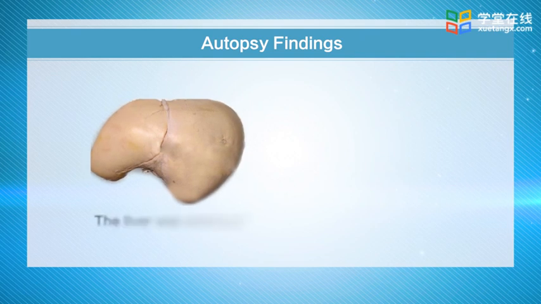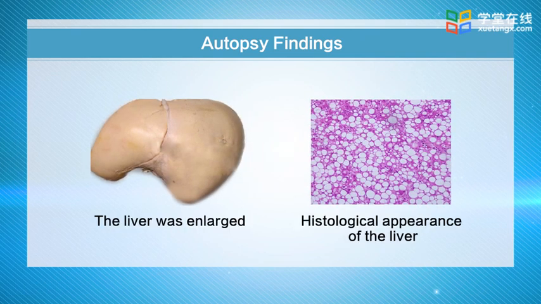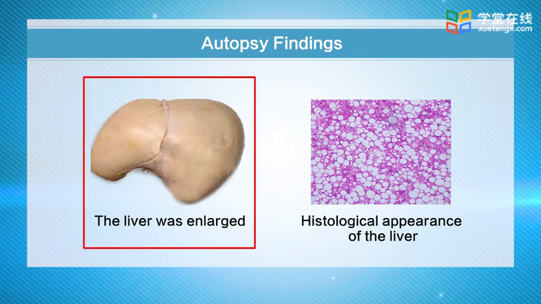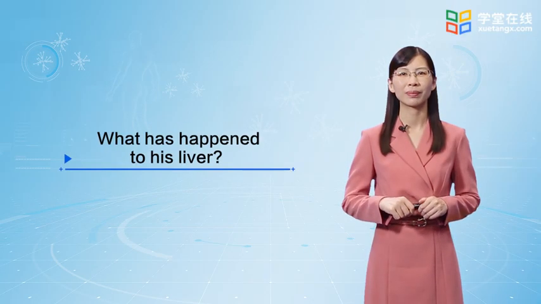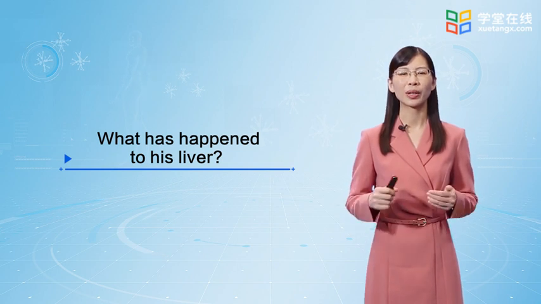Here, we have the autopsy findings. This slide shows the appearance of the liver. This liver is enlarged and heavier than a normal one. What has happened to his liver? At the end of this session, you will be able to give the answer.